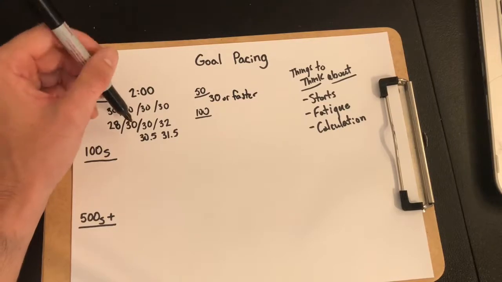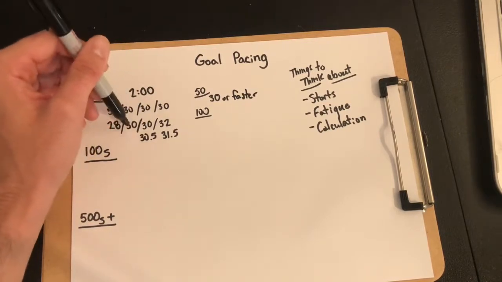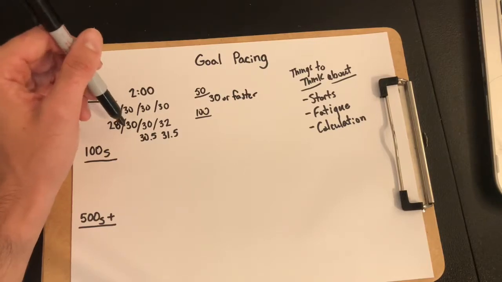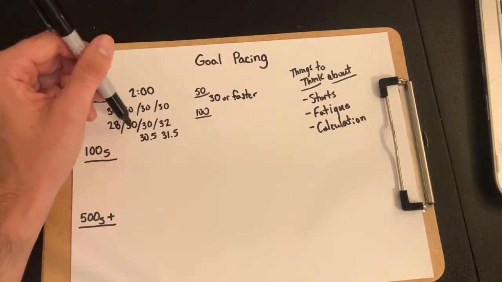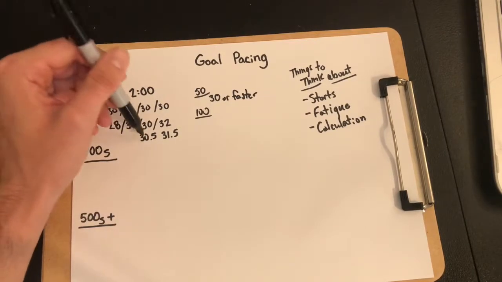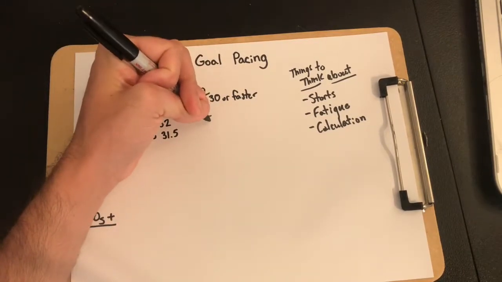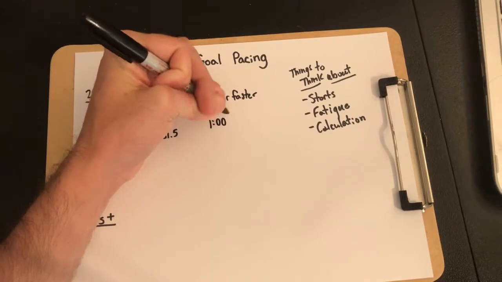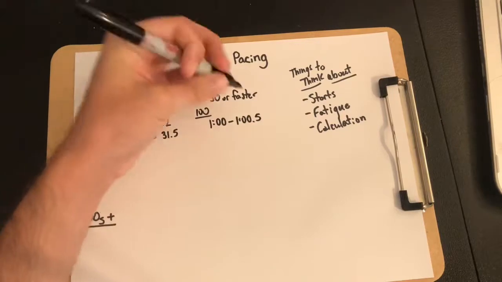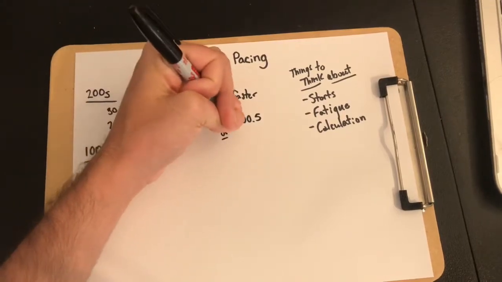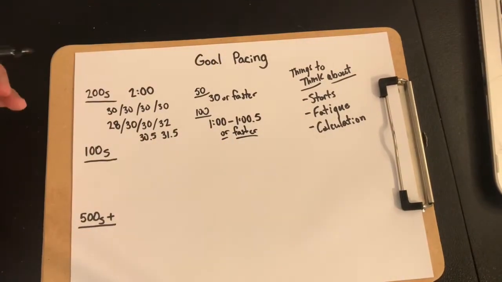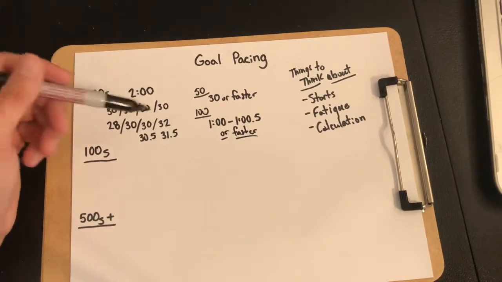For 100, you can either add the two up, or double the second 50. I'll go ahead and just add the two up. You see they're the same here, but let's say if I was using the 30 and the 30.5, you'd want to be somewhere around a minute to a minute 0.5, and again that's or faster. Okay, the idea is to be under the pace.